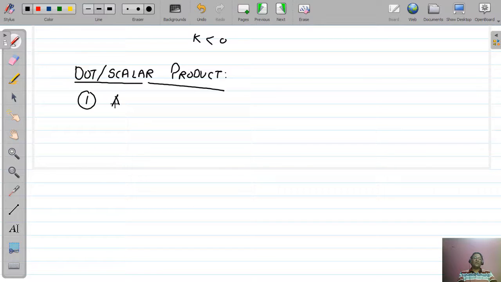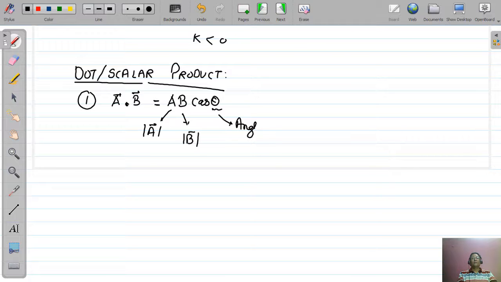If there are two vectors A and B, we represent the dot product of the two vectors in this way: vector A dot vector B is equal to A B cos theta. This A is the magnitude of vector A, this B is the magnitude of vector B, and this theta is the angle between vector A and vector B. We have already mentioned that theta should lie between 0 to pi.